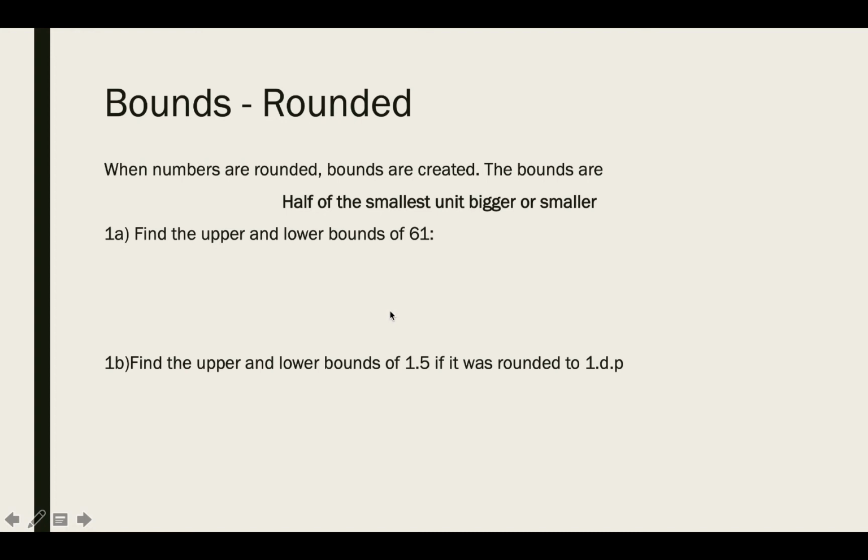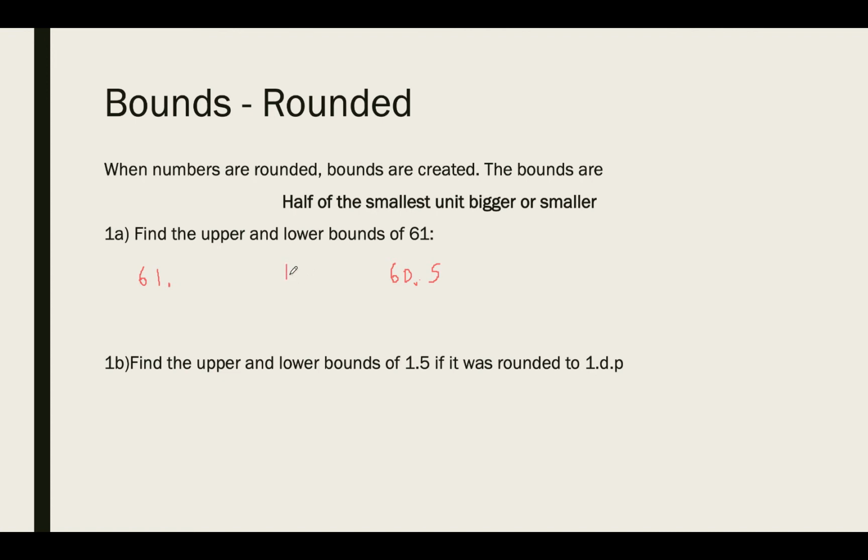When numbers are rounded, bounds are created. The bounds are half of the smallest unit, bigger or smaller. This can be explained if we have a look at an example. If we have a look at 61, we can only assume that 61 has been rounded to the nearest whole number because there's nothing past the decimal point. But there might have previously been a number there and it's just been rounded to 61. So what's the lowest number 61 could have been before it was rounded to the nearest whole number? Well, it could have been 60.5 because that would round to 61.